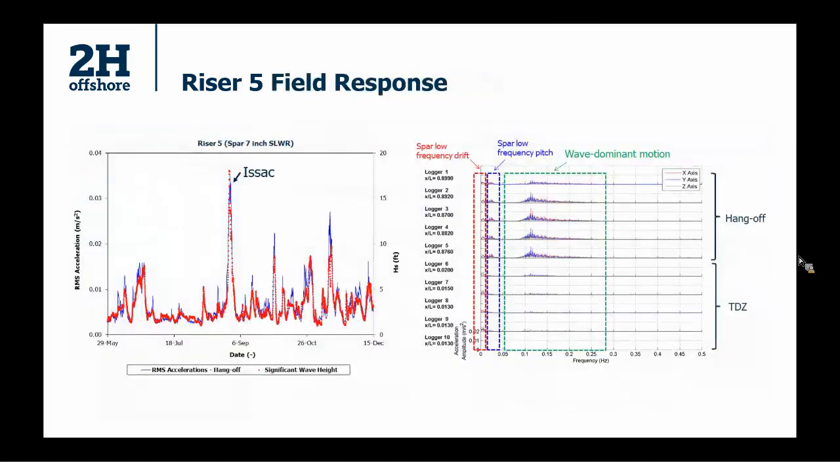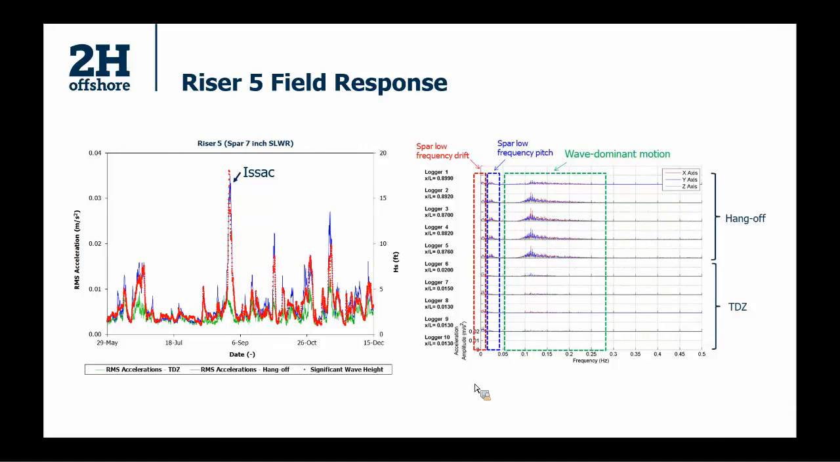So here I'm showing you on the left a hang-off logger, which is the red timeline, acceleration timeline, compared to the significant wave height in red. And you can see Hurricane Isaac there and an excellent correlation. Now let me show you the touchdown zone logger as well. And that's the green line here. And you can see that there is barely any response, which again shows you that the lazy wave shape works and it isolates the motion as intended.